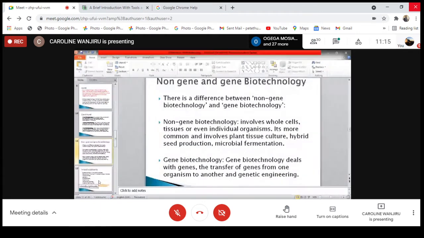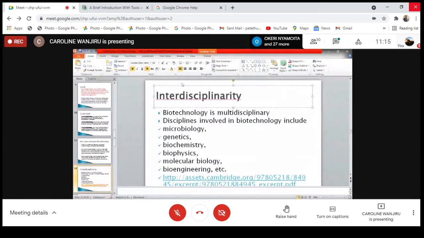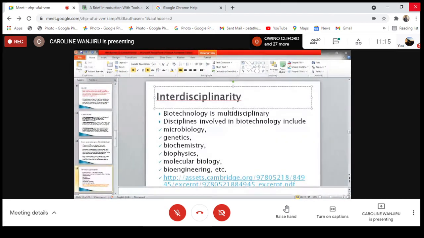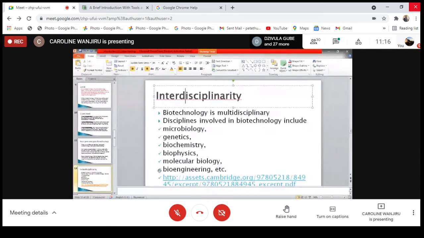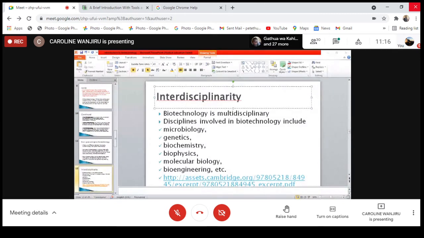So I mentioned before, biotechnology is interdisciplinary. You can't just have it as biotechnology only. There are so many disciplines that are involved in biotechnology. It is good to know this, and at times it is very interesting for careers, because sometimes people tend to limit themselves and think, oh, I'm not into biotechnology proper, but you can see there's microbiology, there's genetics, there's biochemistry. So just as you have biotechnology, you have biochemistry. There is biophysics, there's molecular biology.